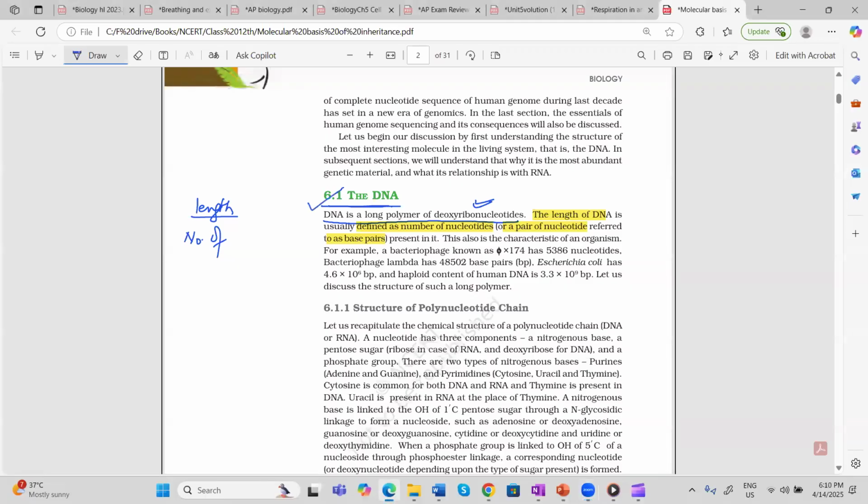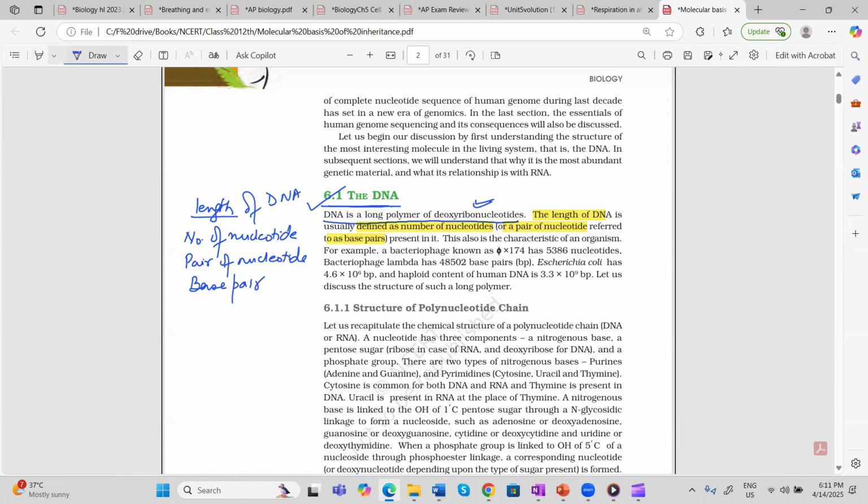So DNA is a polymer of deoxyribonucleotides. And how will you know the length of DNA? You can know how many nucleotides are present, the number of nucleotides, or the pair of nucleotides, or you can say in terms of the base pair also. These are the criteria by which you can find the length of DNA.